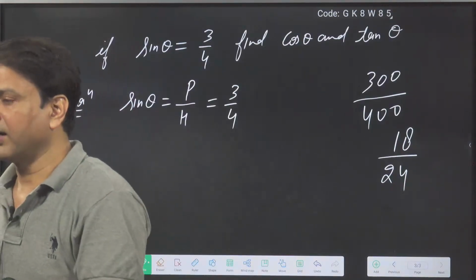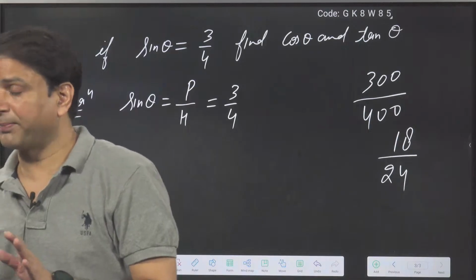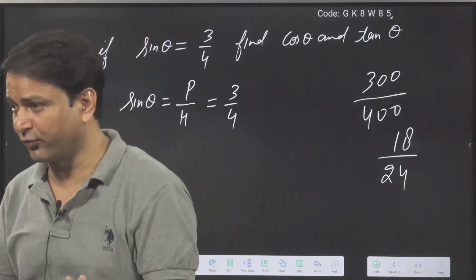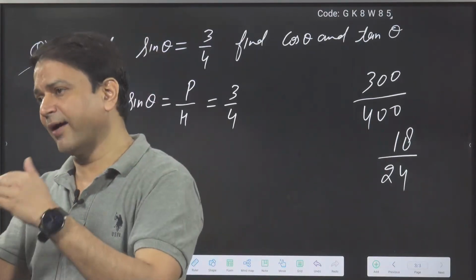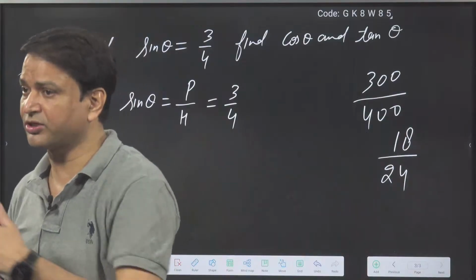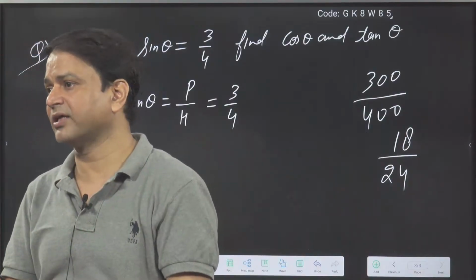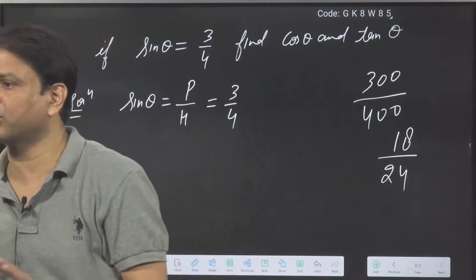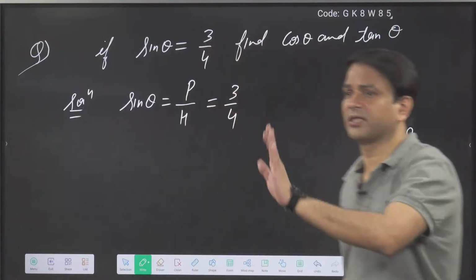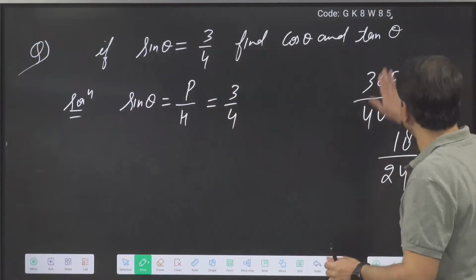Everybody getting my point or not? So perpendicular is not 3, hypotenuse is not 4. But from this sine theta, I have to find cos theta, which is also a ratio, and from this sine theta, I have to find tan theta, which is also a ratio. That's why I am taking P as 3 and H as 4. Okay.